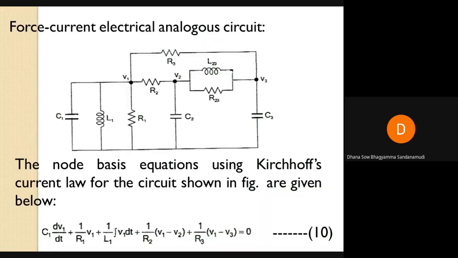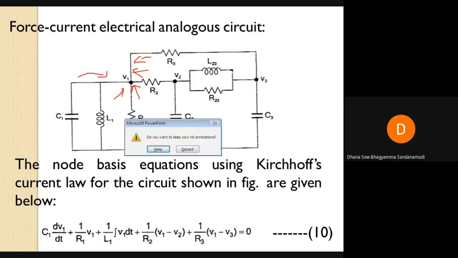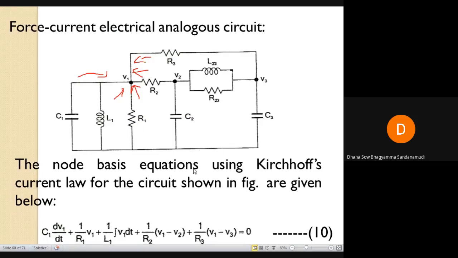So at node 1, the entering currents. Actually there is no source here, so no source connected. So you can consider either all the currents are entering node 1 or all the currents leaving node 1. One current is due to C1, another due to L1, another R1, another due to R2, and another due to R3. I am assuming all the currents are entering the node. So I can write down the current equations across each element.